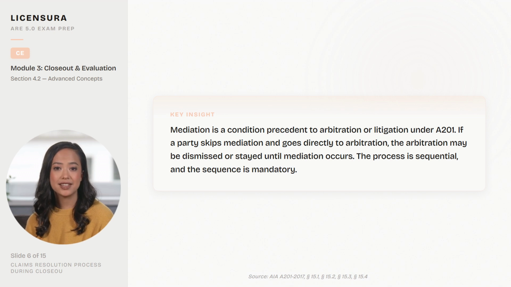Here's the key insight. Mediation is a condition precedent to arbitration or litigation under A201. If a party skips mediation and goes directly to arbitration, the arbitration may be dismissed or stayed until mediation occurs. The process is sequential, and the sequence is mandatory.